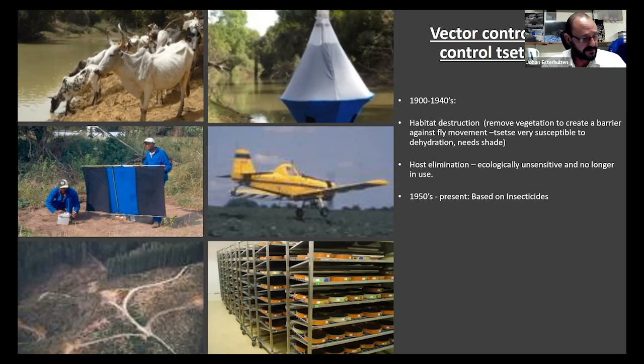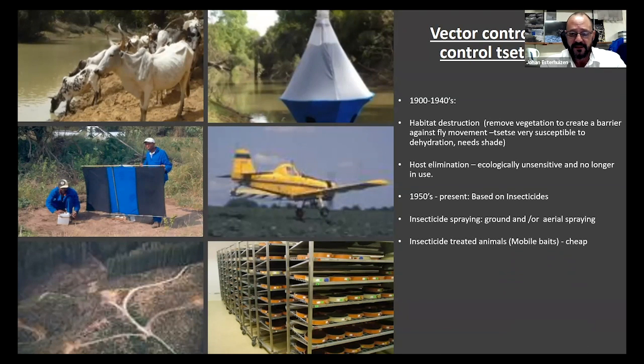Then from the 1950s, basically after the Second World War, control is based on insecticides. So you can have insecticide spraying. We started with ground spraying and/or aerial spraying. Nowadays, very few countries still do ground spraying. It's mainly aerial spraying. Then you can also do insecticide-treated animals, so-called mobile baits. This is a fairly cheap technique and is very effective because you put a pour-on on your cattle, and you just let them graze freely, even inside tsetse habitat. Tsetse flies are attracted to the cattle, the movement, the heat, the smell. As they go to feed on the animal, they will get insecticide and be killed.